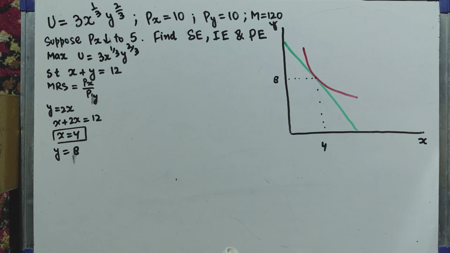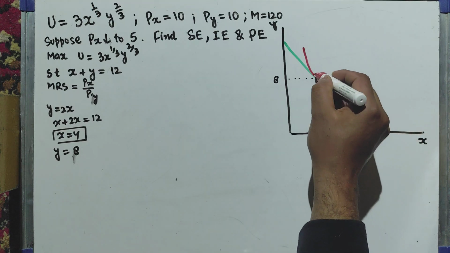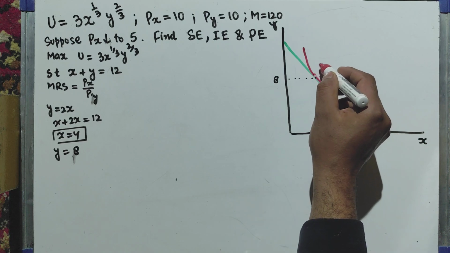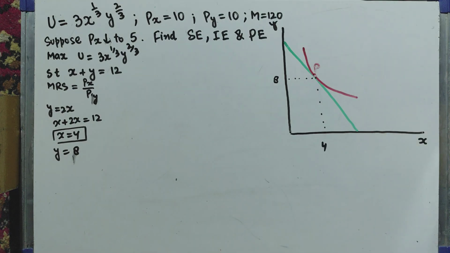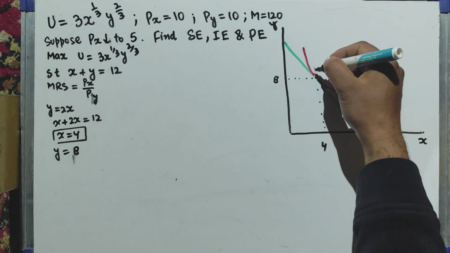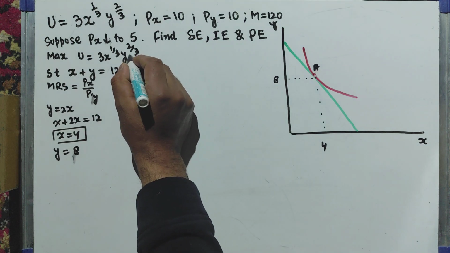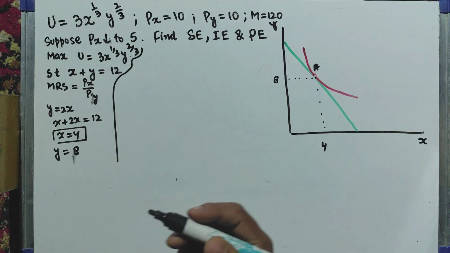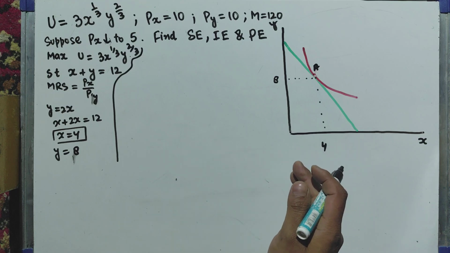So we first find out this initial bundle here. Let us say the tangency occurs at point, let us say simply at point A. Now what happens when the price of good X decreases? What will happen when the price of the good decreases?